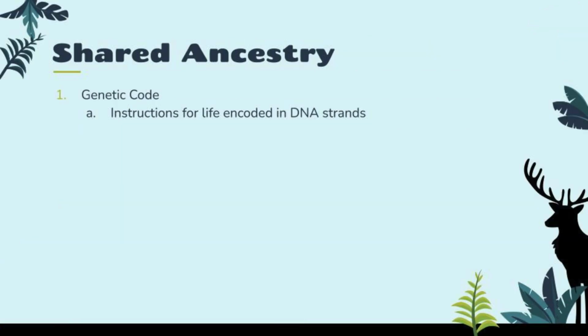So remember, we have this shared ancestry, this genetic code. Everything on Earth, pretty much, that is living uses these instructions for life, encoded into DNA strands using the same type of amino acids. And so this just leads to more support of the idea of evolution as a theory and how we explain all of these similarities and shared features.